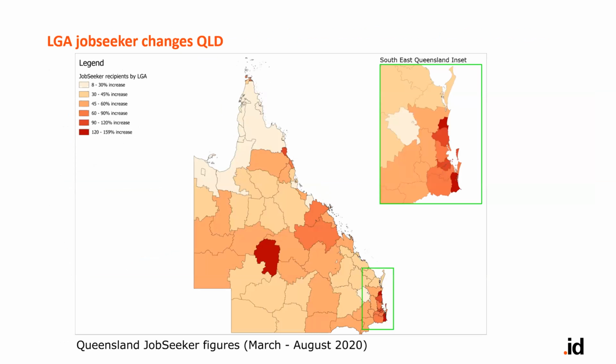LGA job seeker changes. So this is our change from March to August in job seeker recipients. So we can see here, this is Douglas Shire up here in the north and Cairns. So you can see the red is obviously not where you want to be. And we can see down here all of our SEQ councils as we saw job seeker recipients increase during that period up until August.